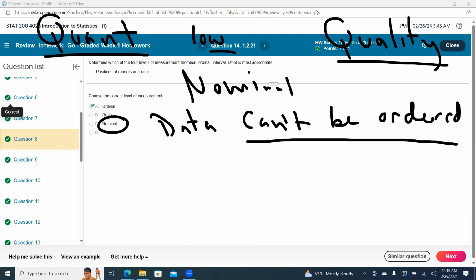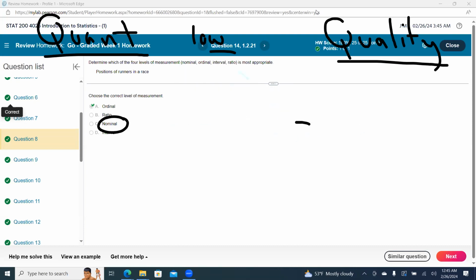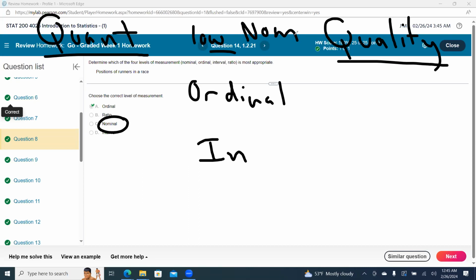So if you can't order stuff like eye color, if it's impossible to order it, it's going to be nominal. The lowest level of measurement is nominal, and it's just information that we can't order. And then it goes from there. Just to say it, the lowest is nominal, and then there's ordinal, and then there's interval, and then there's ratio, which we like.